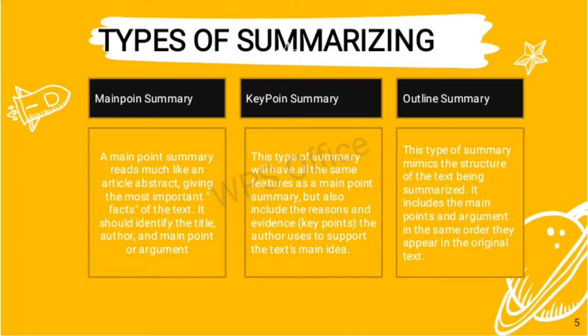The third is the outline summary. This type of summary mimics the structure of the text being summarized. It includes the main points and arguments in the same order they appear in the original text. This is an especially effective technique to use when the accompanying response will be analytic, such as an evaluation of the logic or evidence used in a text.